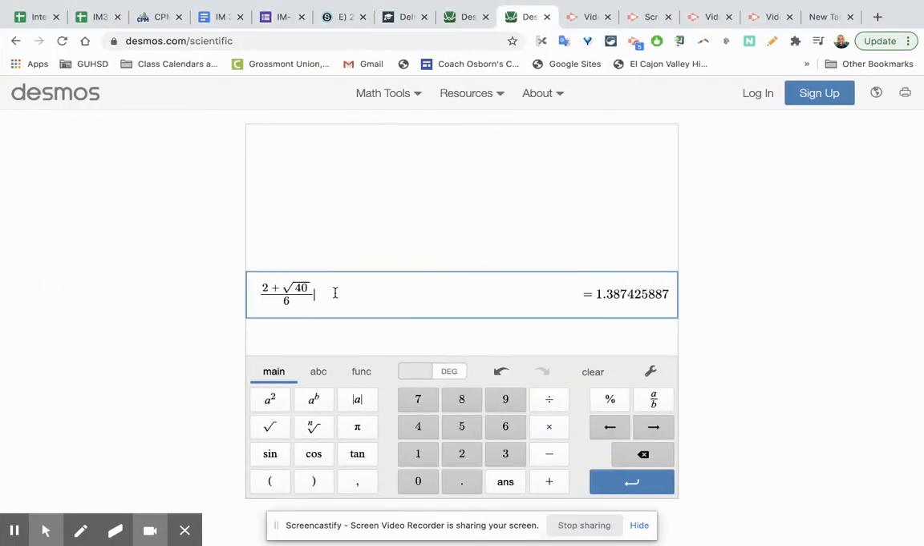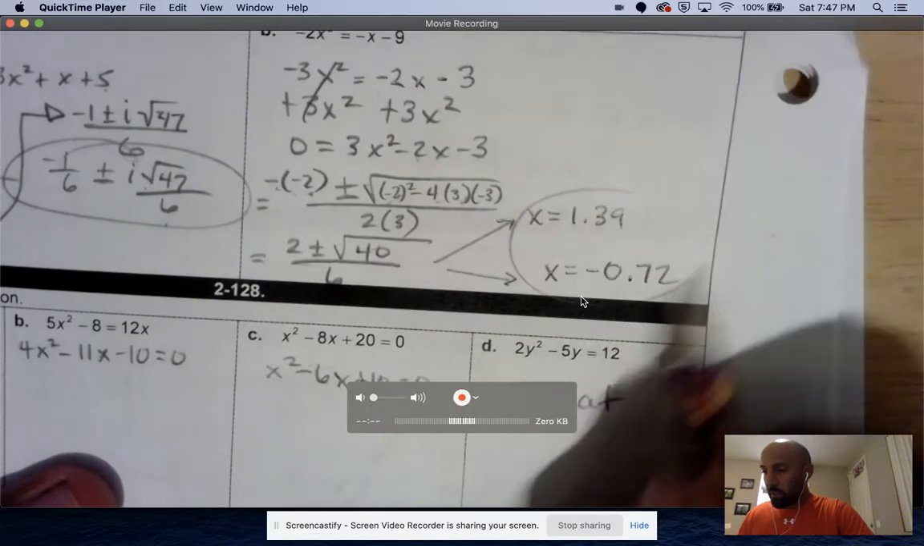Okay, so you can see my first answer is 1.3. Let's round it to nearest hundredth, so 1.39. So I'm writing that down in my paper now. And then all I have to do is just change this plus to a negative, and there's my other solution, negative 0.72. Okay, so there's my solutions.